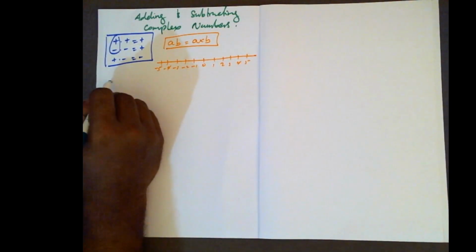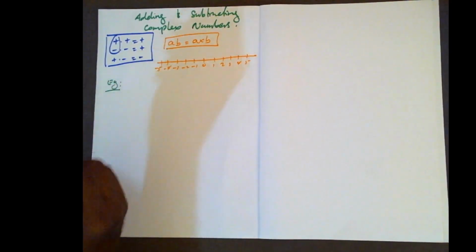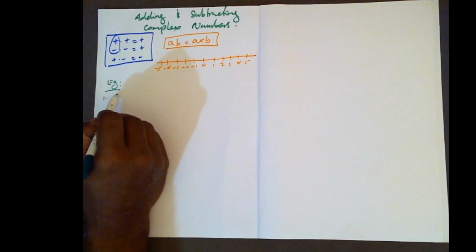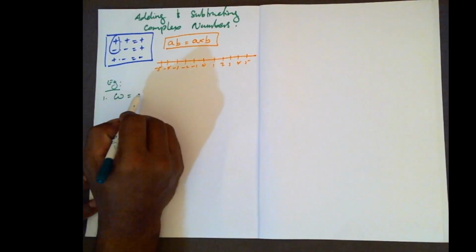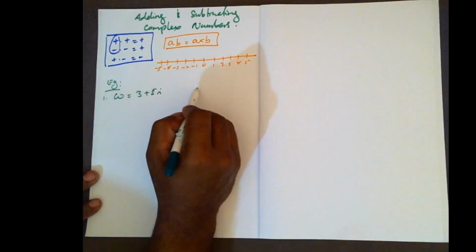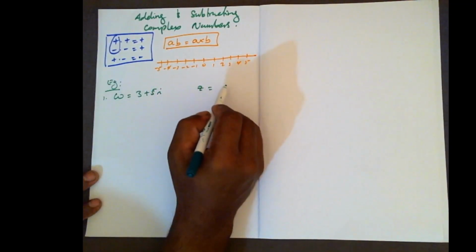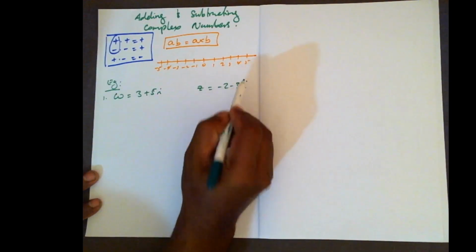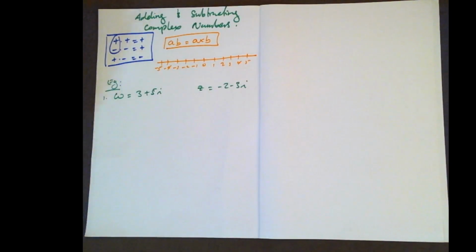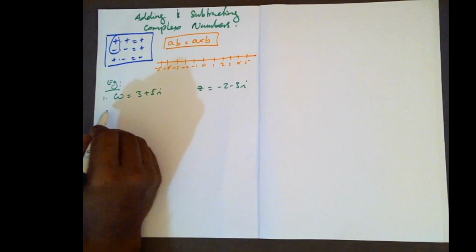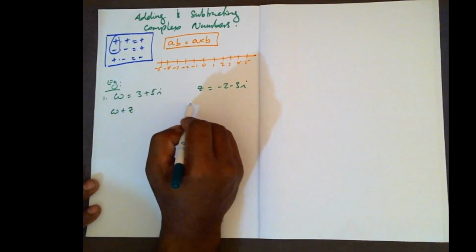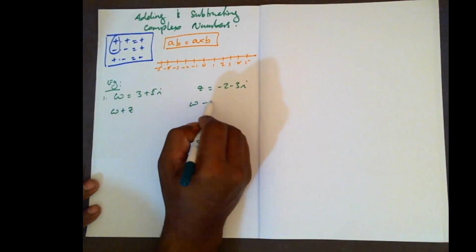Let's have a look at some examples. Example 1: suppose we have our omega as 3 plus 5i and our z value as -2 minus 3i. Our task is to calculate what is omega plus z and omega minus z.